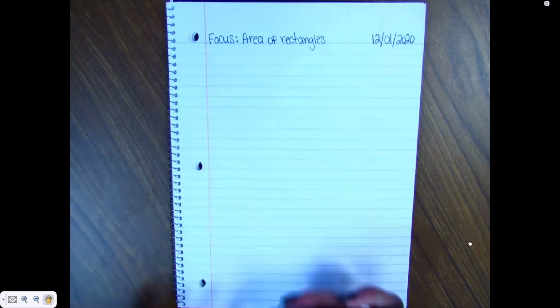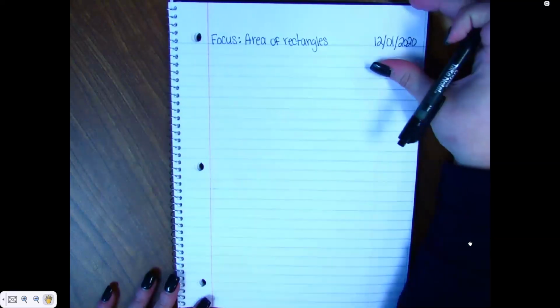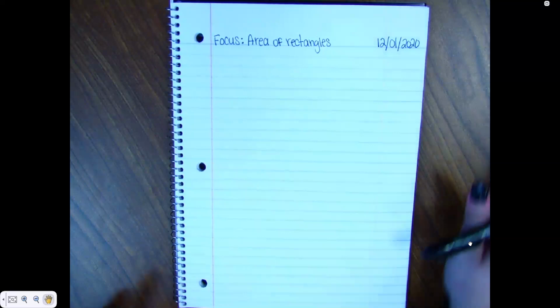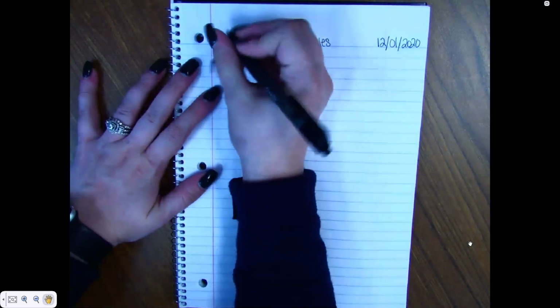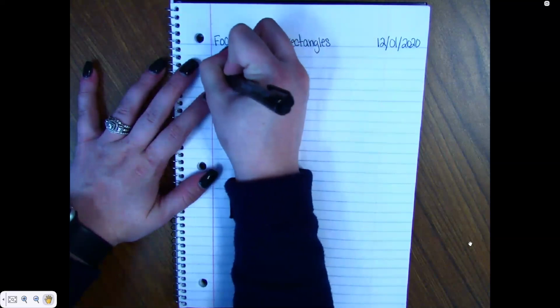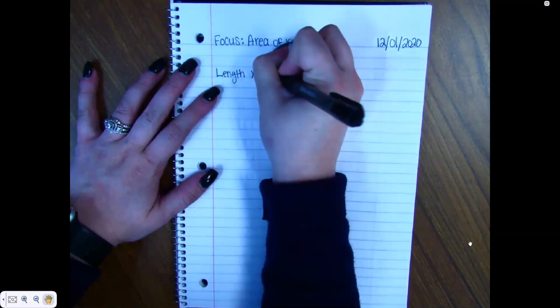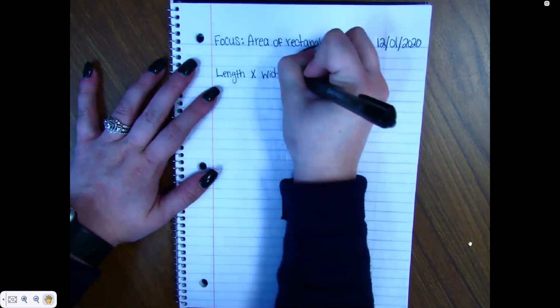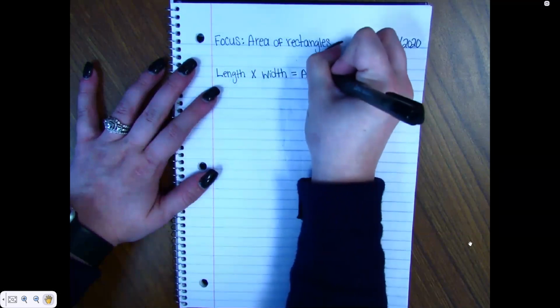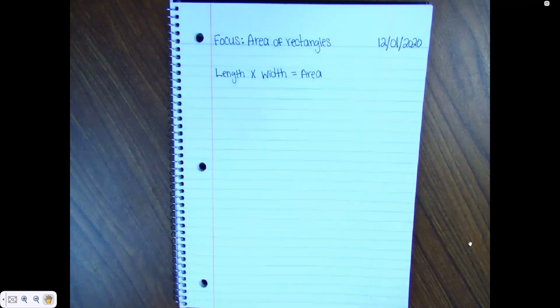So the first thing I want you to write is our equation for area. So we know that length times width equals our area. So length times width equals our area. So anytime you're looking for area, you would be multiplying.